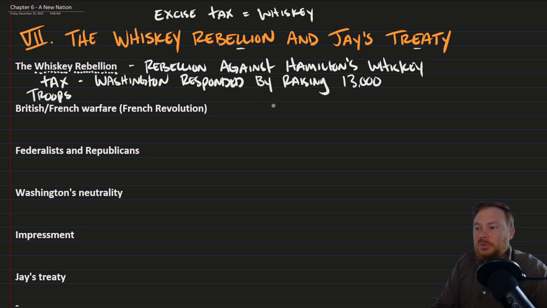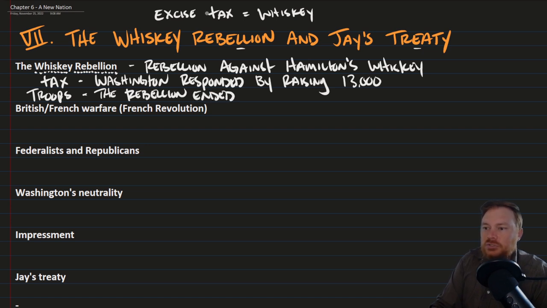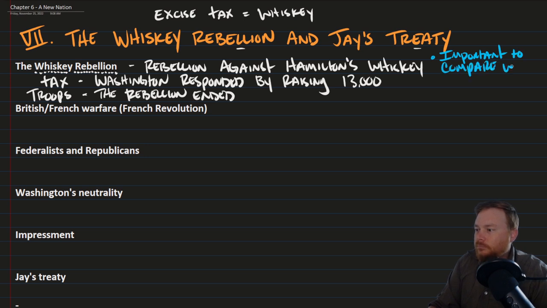And in fact, it really didn't even have to come down to any fighting, because once the rebels heard that Washington was on his way with 13,000 troops, the rebellion ended. It was relatively bloodless. But again, very important, and we'll just make a note here. Important to compare with Shays' Rebellion.